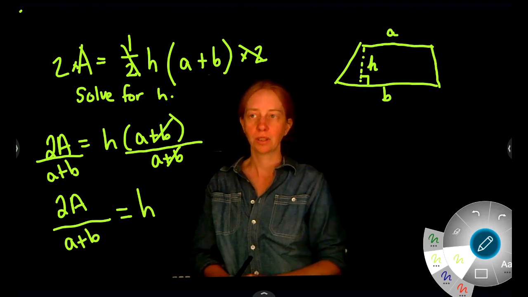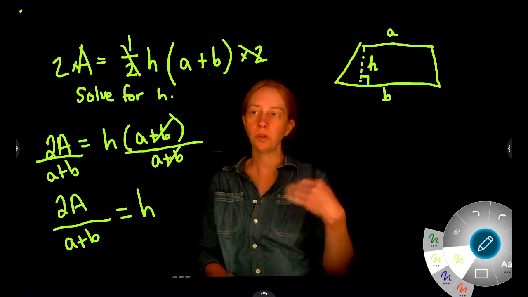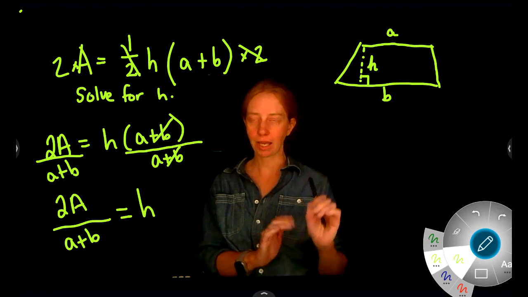Okay, now again, if I wanted to, I could use the reflexive property and say H equals 2A over little a plus little b.